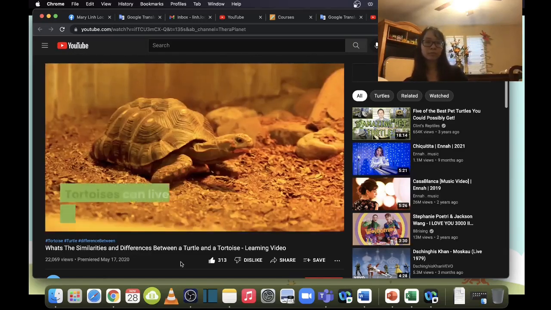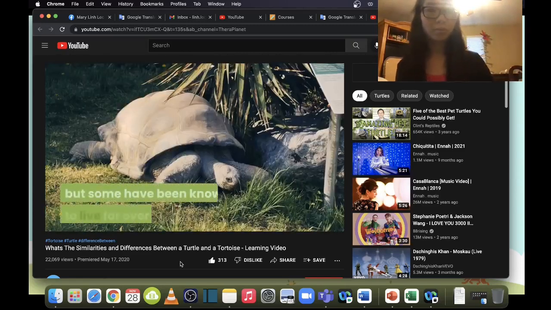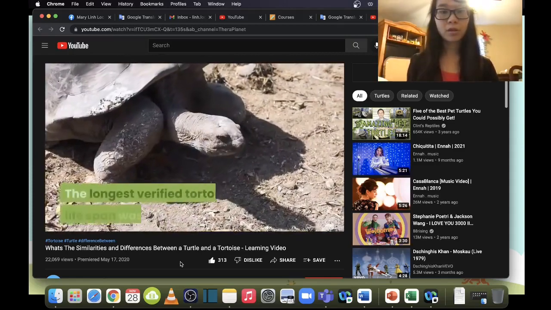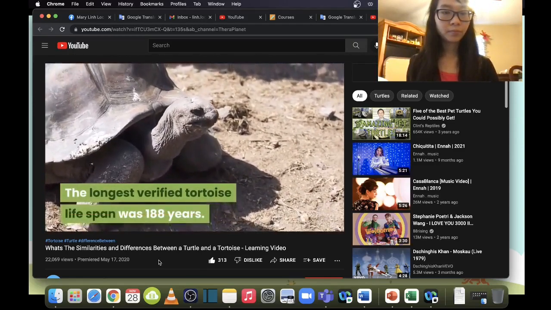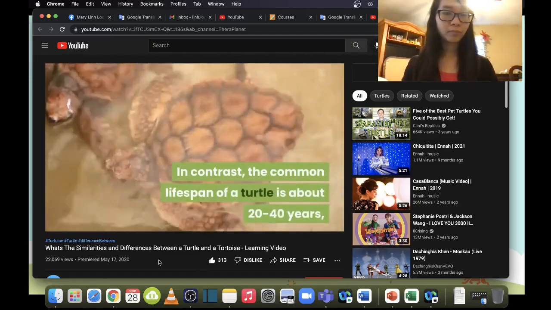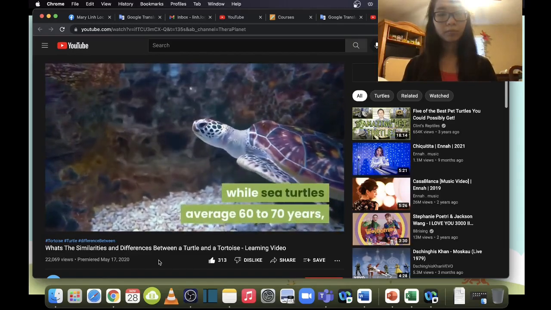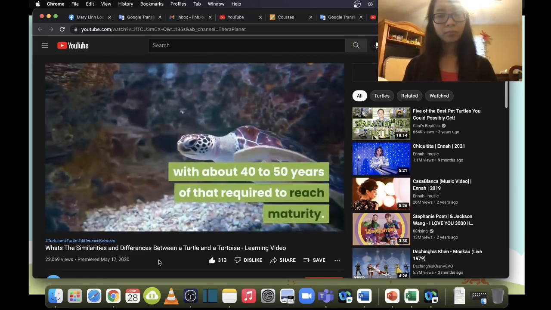Difference in lifespan. Tortoises can live about as long as humans, around 60 to 80 years, but some have been known to live for over 150 years. The longest verified tortoise lifespan was 188 years. In contrast, the common lifespan of a turtle is about 20 to 40 years, while sea turtles average 60 to 70 years, with about 40 to 50 years of that required to reach maturity.